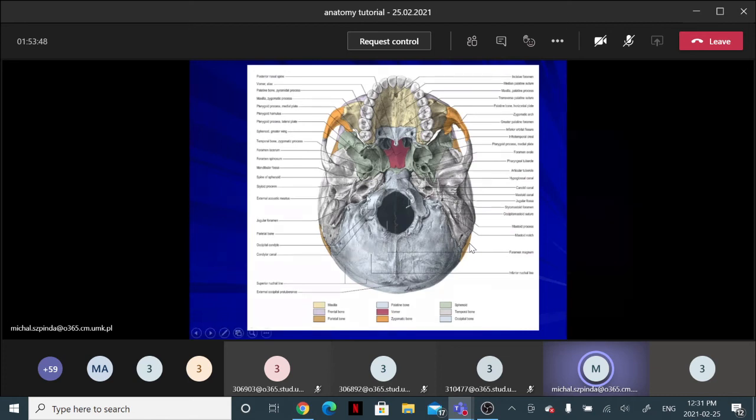And just between these three structures is the fossula petrosa.